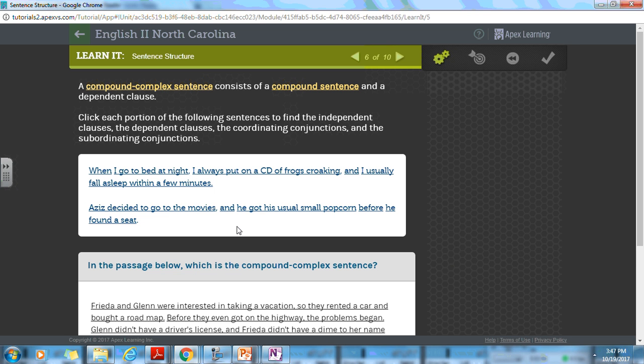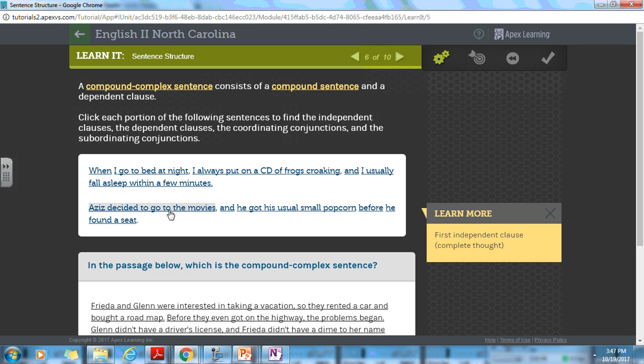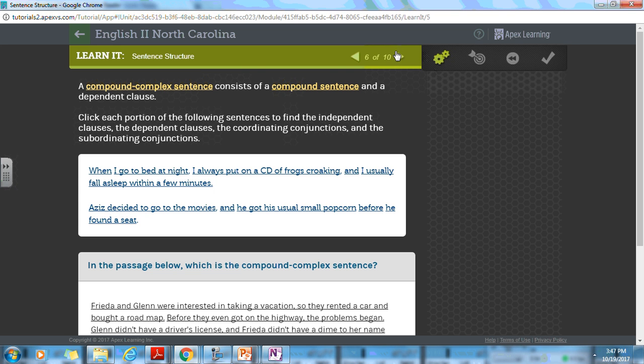Let's try right here. Aziz decided to go to the movies. That's my first independent clause. So I combine it with my second independent clause: he got his usual small popcorn. And then I have my subordinating conjunction: before he found a seat.